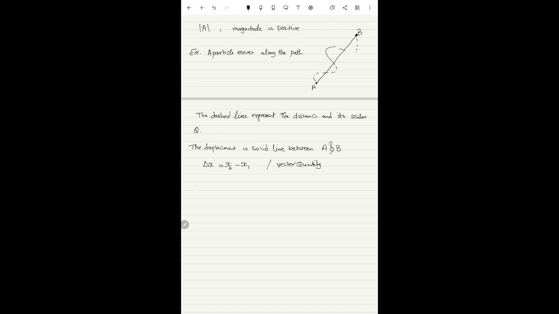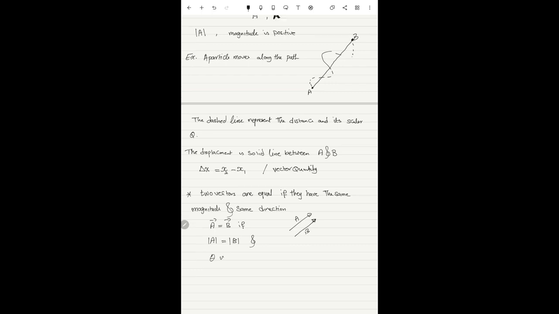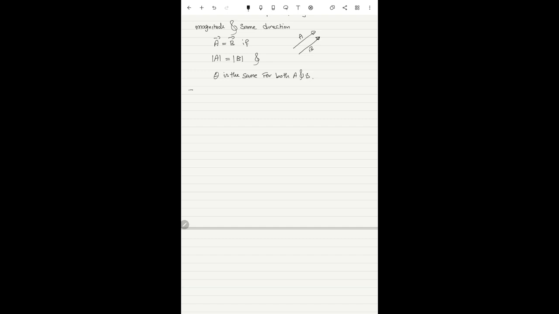Now, vector properties, let's have one here. Two vectors are equal if they have the same magnitude and same direction. We have vector A here and vector B here. So vector A equal to vector B if the magnitude of A equal to the magnitude of B and theta is the same for both A and B.